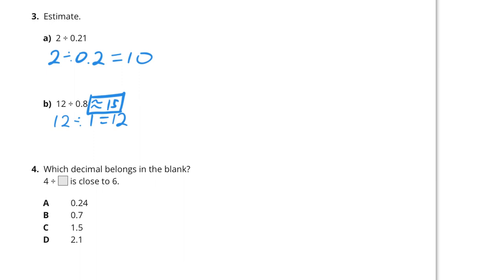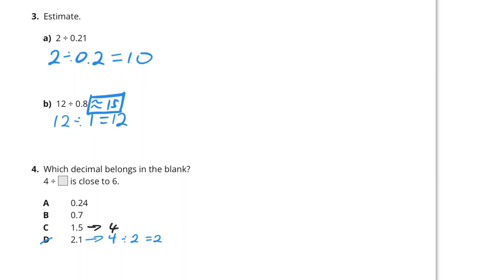So, which decimal belongs in the blank? 4 divided by something is close to 6. So I'm going to start with the ones that look the easiest to do. And I'm going to change these as I see fit. So I'm going to start with D actually, because I know that 4 divided by 2, which 2.1 is very close to, is going to be 2. So we can already narrow that one down. It's not that one. Next, let's look at 1.5, letter C.